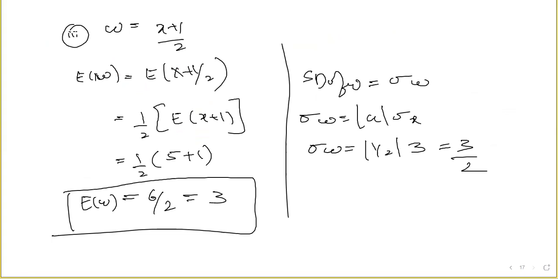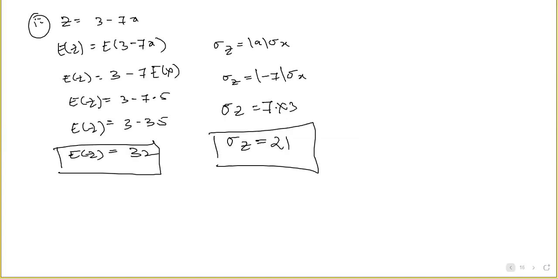Sir, but in that second problem where you took z, you have written 32. That answer should be minus 32. Oh, yes, here it is minus 32. Sorry. 3 minus 35, it is minus 32. Clear? Yes, sir.